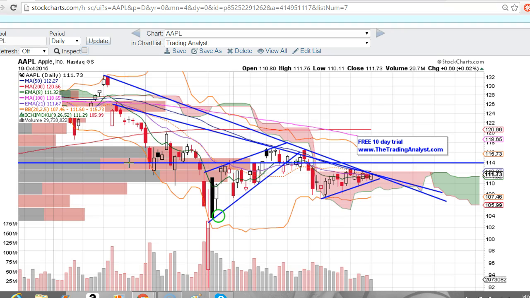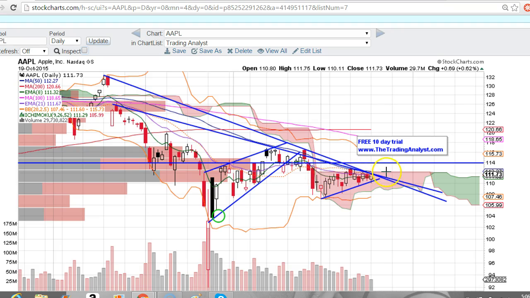So we're going to take a look at the Apple chart here really quick. We still are below two downtrend lines, okay? It looks constructive here. It looks like we could be pushing up to break over this downtrend line. But until it does that, we have to assume that Apple will continue its waves downward.